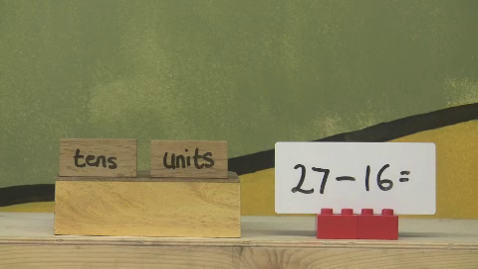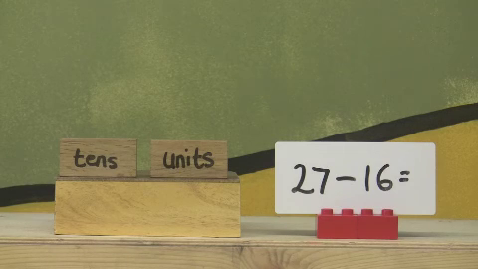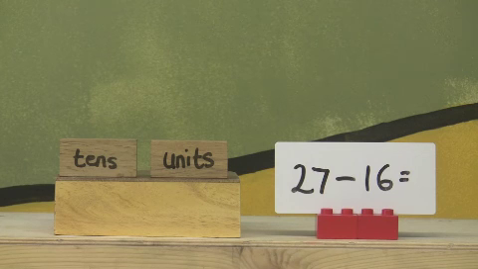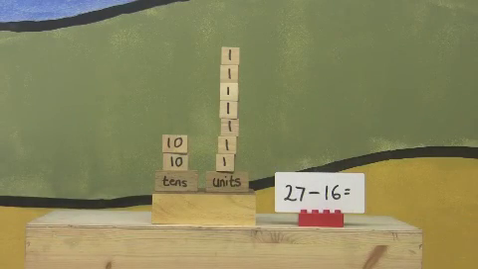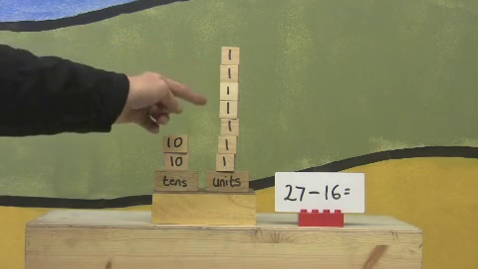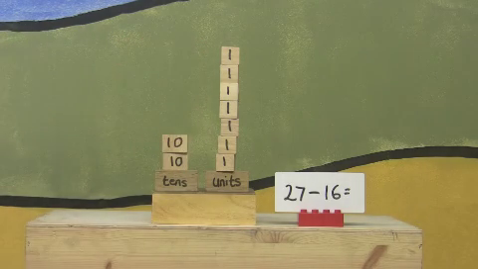Let's see how we can use tens and units to make subtraction really easy. I'm going to do 27 take away 16 using tens and units. So first I need to make 27. Here is 27 made with the tens and units blocks. 2 tens and 7 units.